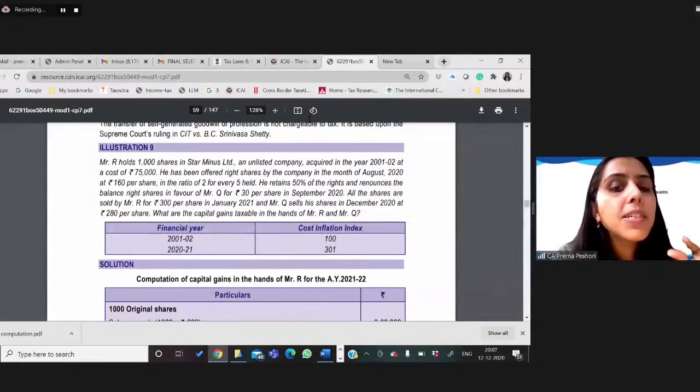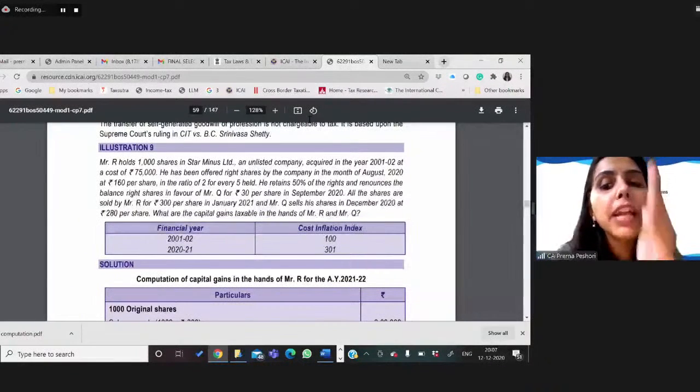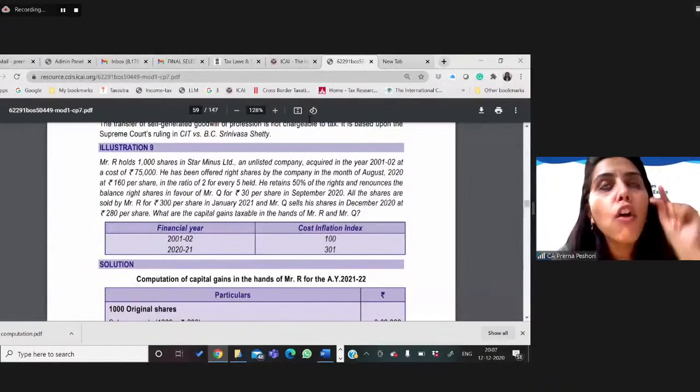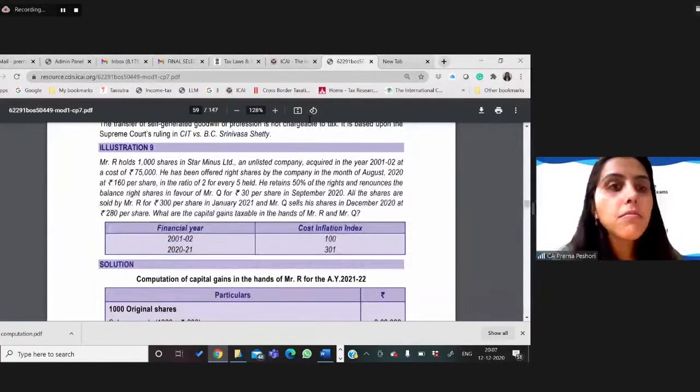Where the right to subscribe is renounced, then in that case, the period from the date of offer shall be reckoned. So when the right to subscribe to any share or security is renounced in favor of another person, then the period will be from the date of offer. Clear? What will be your answer in this case then?